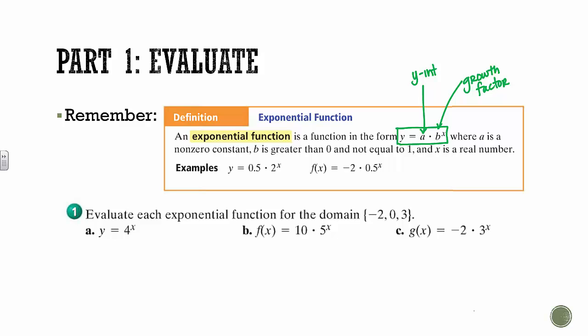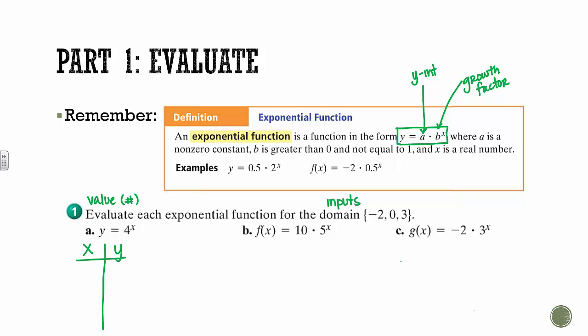If you are asked to evaluate an exponential function for a domain of -2, 0, and 3, evaluate means to find a value, or just a number. And the domain, remember, is our inputs. So we're being asked to find outputs. If I plug in -2, if I plug in 0, or if I plug in 3, what do I get out? So we can set up a nice little table.